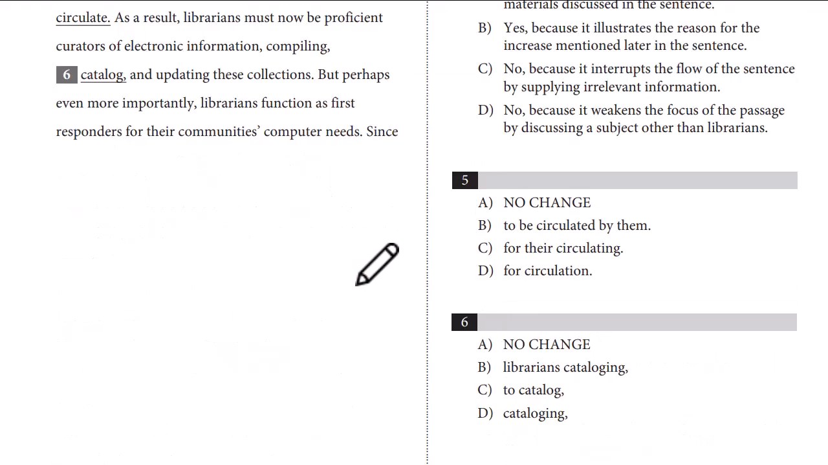Number 6. As a result, librarians must now be proficient curators of electronic information, compiling, cataloging, and updating these collections. So this looks like a list of 3 or more elements. They must be in parallel structure. So I'll be looking for cataloging, not catalog, not librarians cataloging, and not the infinitive to catalog. D is the correct answer for 6.